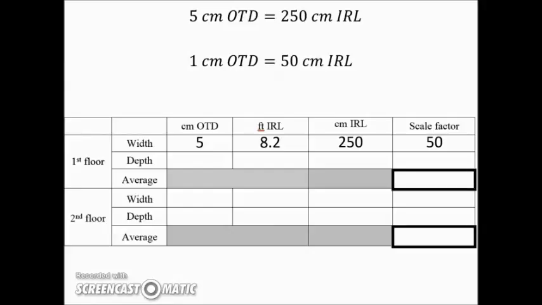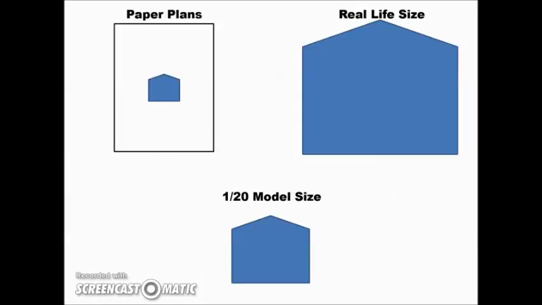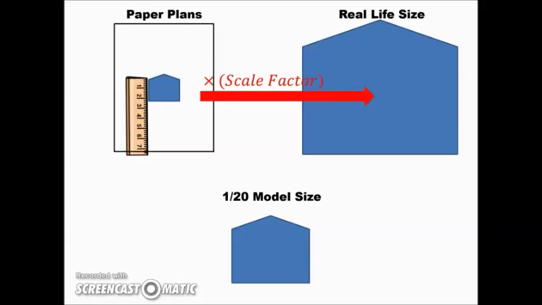Now, you did this for homework last night, so get together with your group and fill out this table for your entire group and make sure that each of you agree that the scale factor is what you say it should be. Then we need to go around figuring out how big the actual house is going to be. So go to your paper plans and make a measurement. To get to the real life size, you'll multiply by the scale factor, and that'll be your real life size measurement in centimeters. Then take that real life-size measurement and divide by 20, and that should give you the size of the house on your model plans.